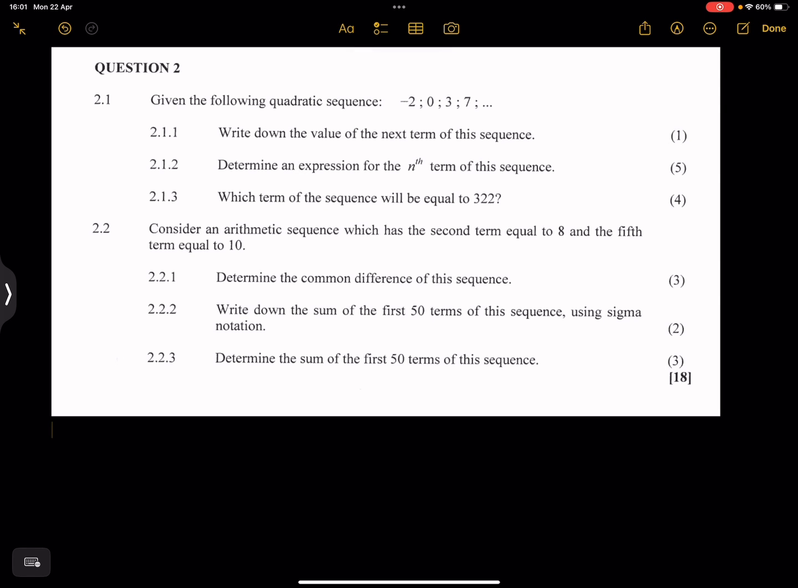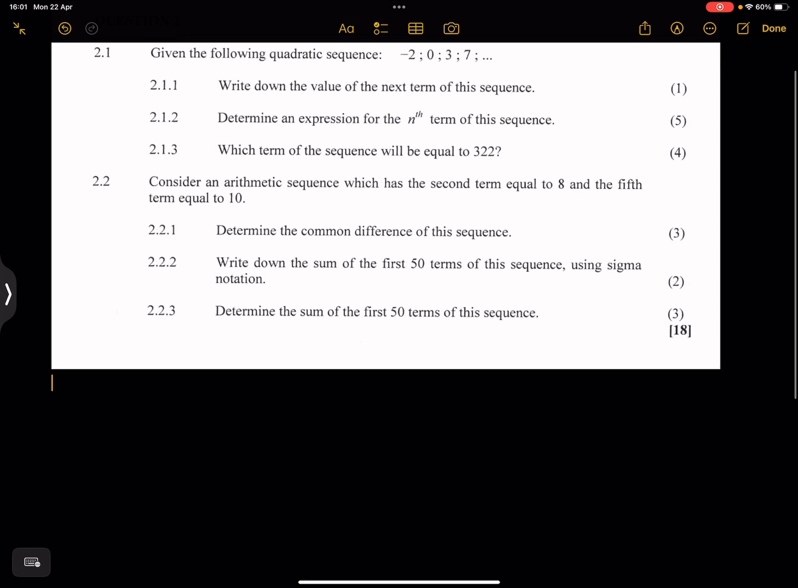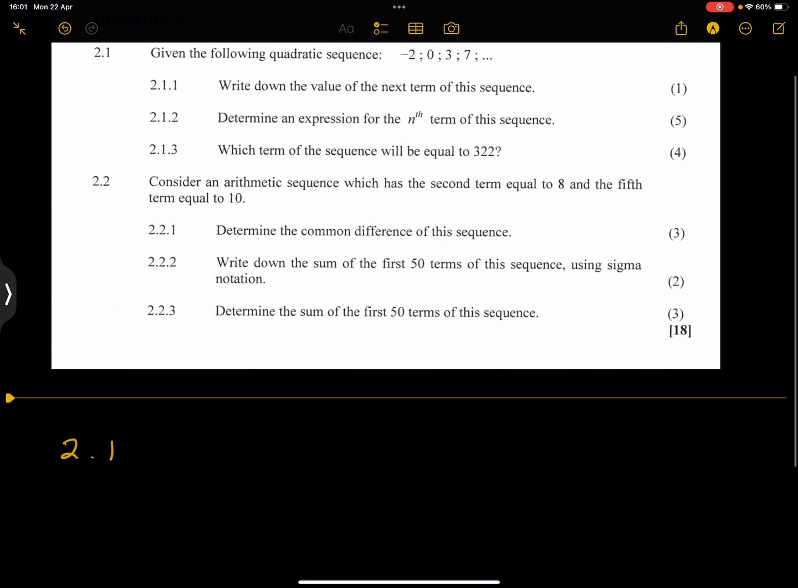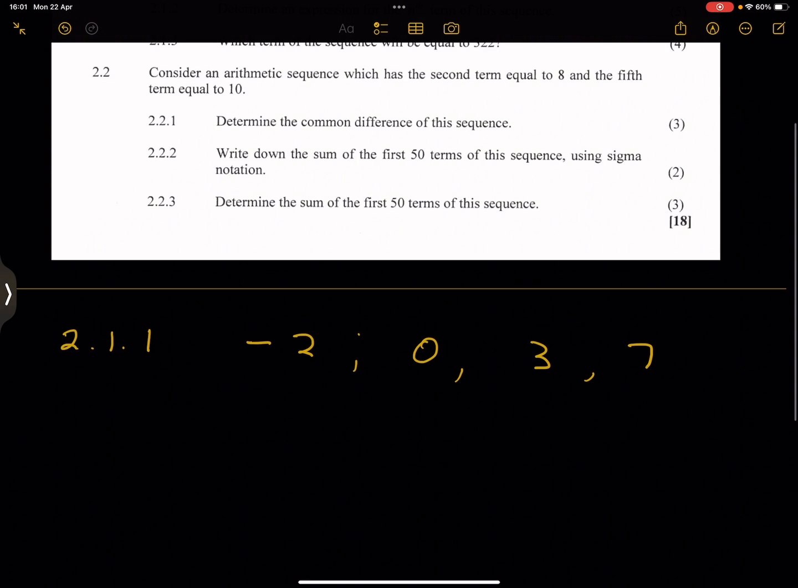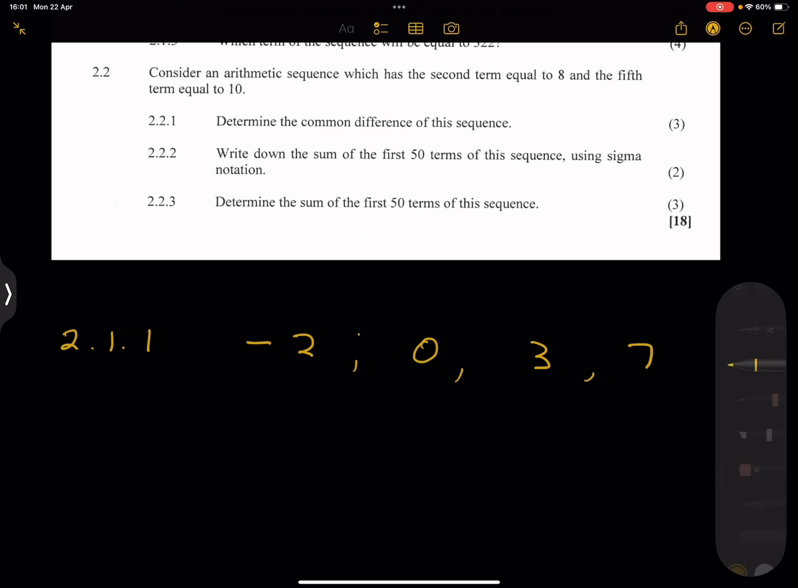They say, given the following quadratic sequence, we've got negative 2, 0, 3, and 7. They say write down the value for the next term of the sequence. Now, remember, for any quadratic sequence, the first thing that we need to do is to first establish the first difference of that sequence and the second difference, right? So let's check.